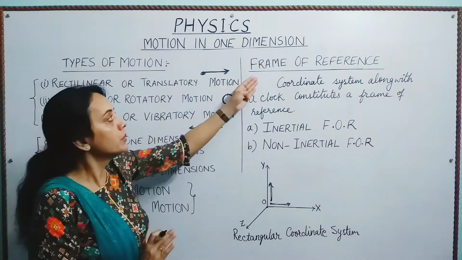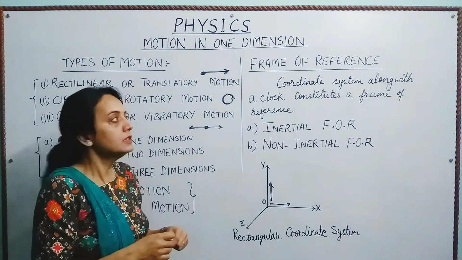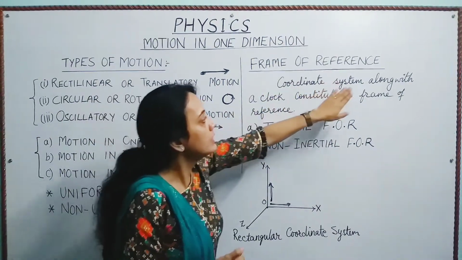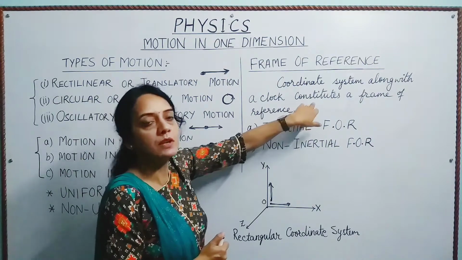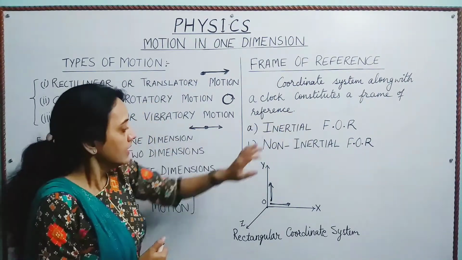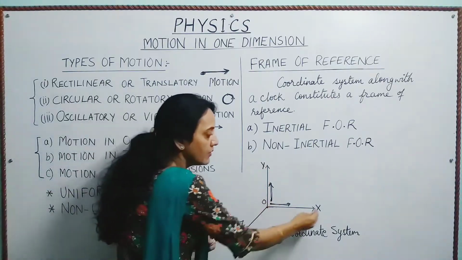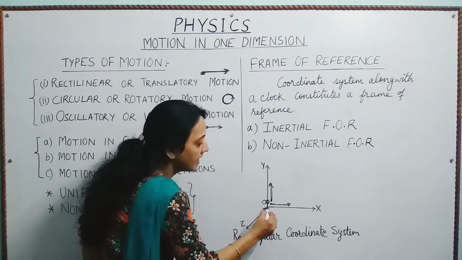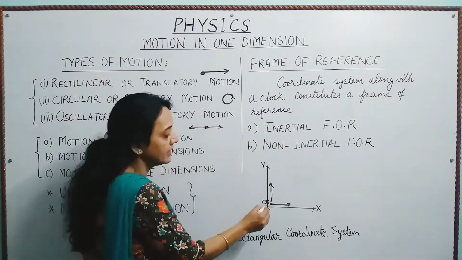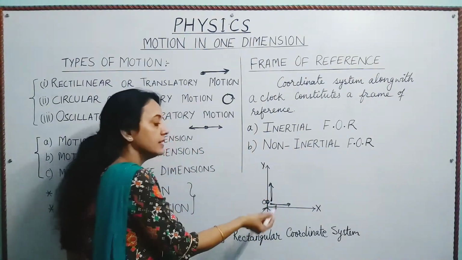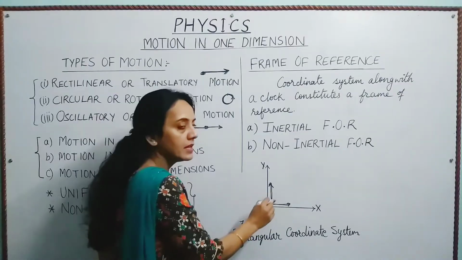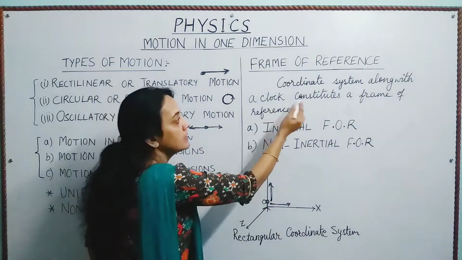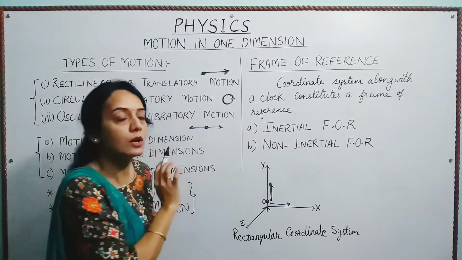So next we come to frame of reference. This is very important. In general, a coordinate system along with a clock constitutes a frame of reference. That means a system of coordinate axes where the observer is attached with a clock, so that he can describe its position, its displacement, everything, then we call it a frame of reference. So, a coordinate system along with a clock.